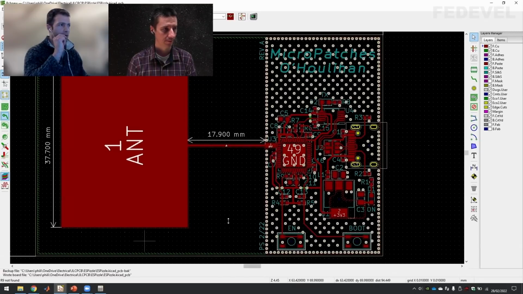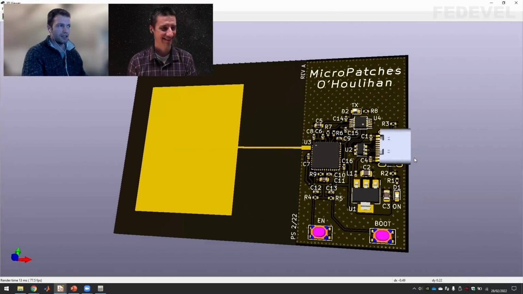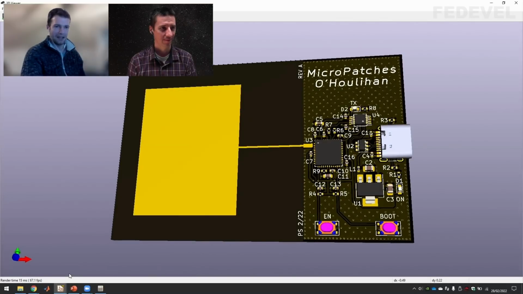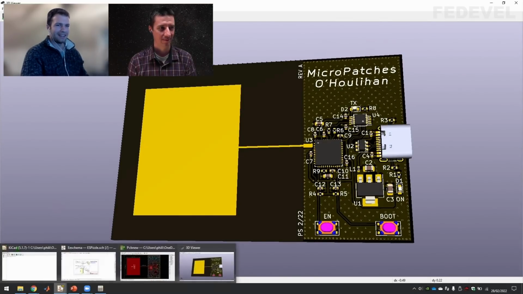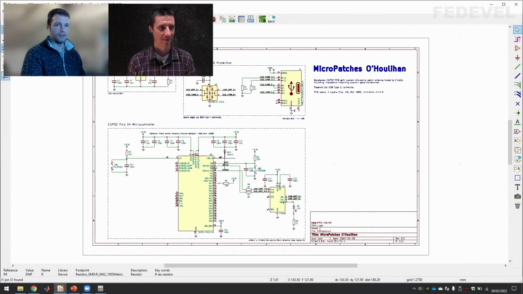Other than that, this board isn't particularly exciting, to be honest. It was mainly a test for this patch antenna, USB-C connector, ESD protection, USB to UART bridge, little voltage regulator and so on. So that's all there is actually on this board. And this is just to test the antenna, test in quotes, of course, and the USB connector. And we can go through the schematic briefly, if you like.